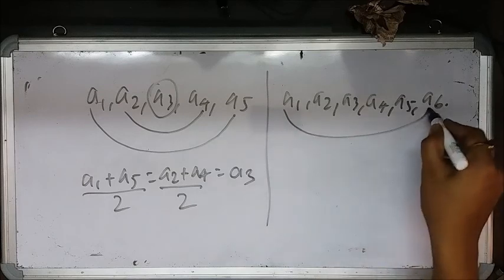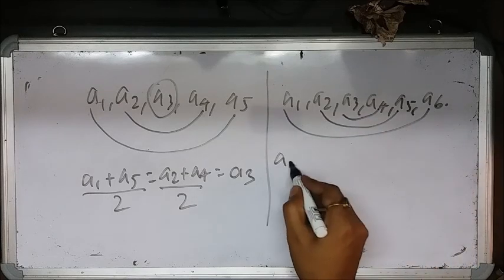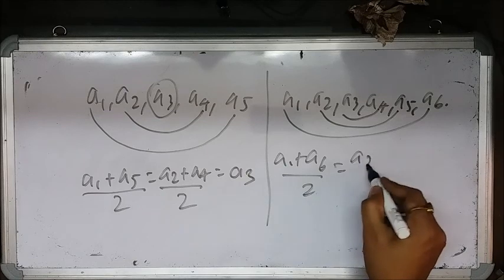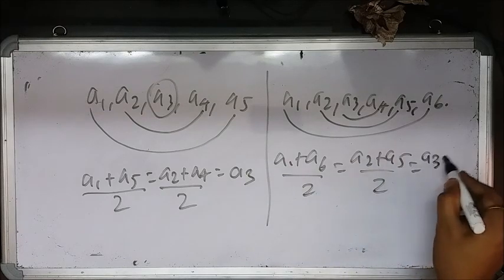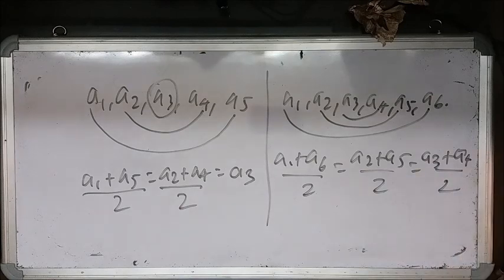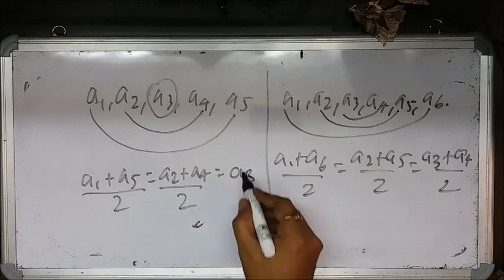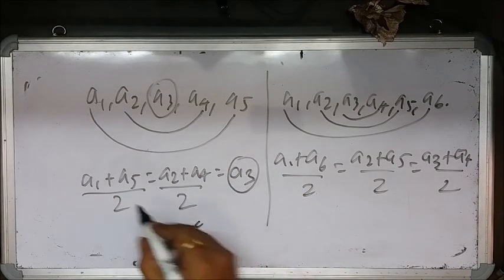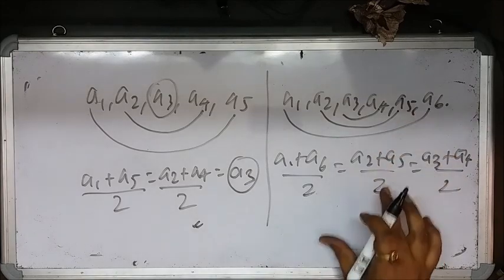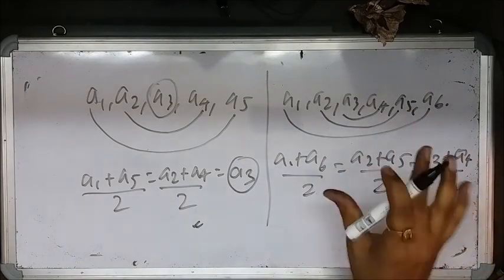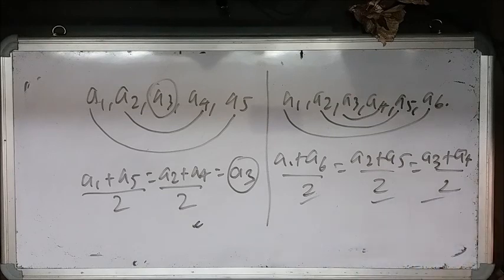Now in this case, as you can directly see here, a1 plus a6 will be equal to a2 plus a5, equal to a3 plus a4, divided by 2. Right, so this is one thing which is very important. If somebody asks you what is the arithmetic mean of this arithmetic progression, you can directly tell that it will be equal to a3, or a2 plus a4 by 2, or a1 plus a5 by 2. Similarly, in this case, you can find the arithmetic mean of the AP by either of these three terms.